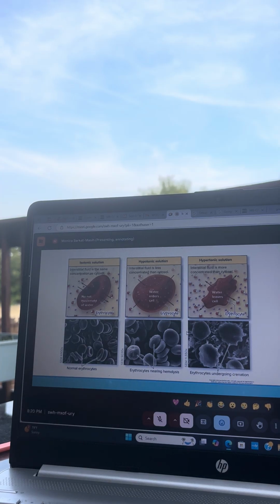Hypotonic solution is the opposite. The solution is less concentrated than the cytosol. That means it has more water. So since we have more water on the outside, the water will start going into the cell and the cell will again burst and die.